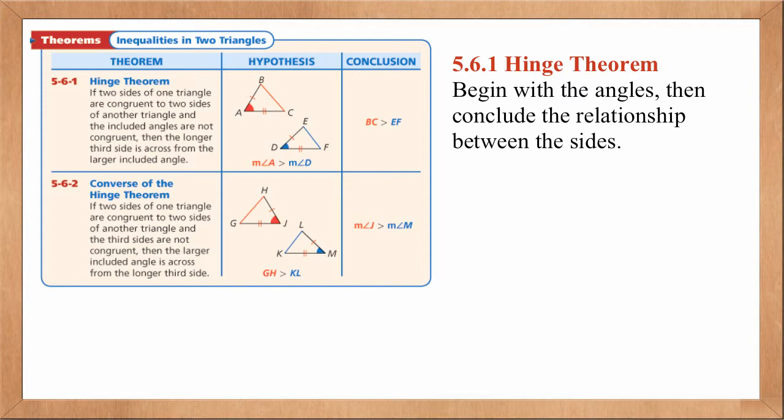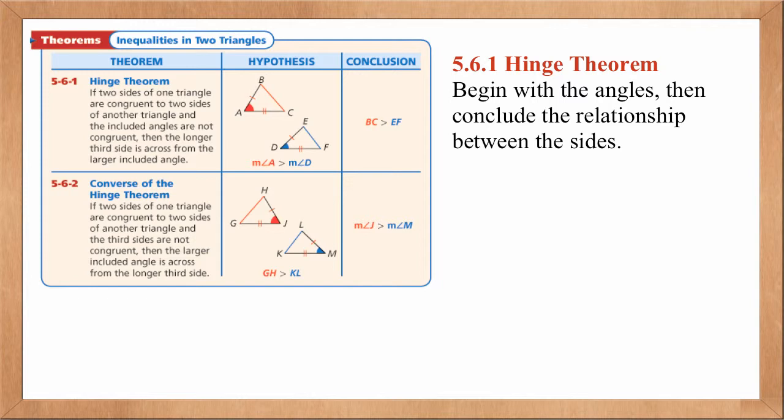5.6.2, the converse of the Hinge theorem. If two sides of one triangle are congruent to two sides of another triangle, and the third sides are not congruent, so one has to be larger than the other, then the larger included angle is across from the longer third side.